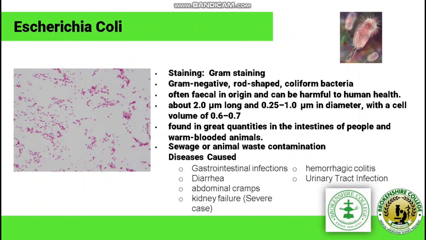These bacteria are often fecal in origin and can be harmful to human health. Though most E. coli bacteria are harmless and are found in great quantities in the intestines of people and warm-blooded animals, some strains can cause illness. E. coli in water is a strong indicator of sewage or animal waste contamination. Sewage and animal waste can contain many types of disease-causing organisms. Consumption may result in gastrointestinal infections, diarrhea, abdominal cramps, hemorrhagic colitis, urinary tract infections, and in severe cases, kidney failure.